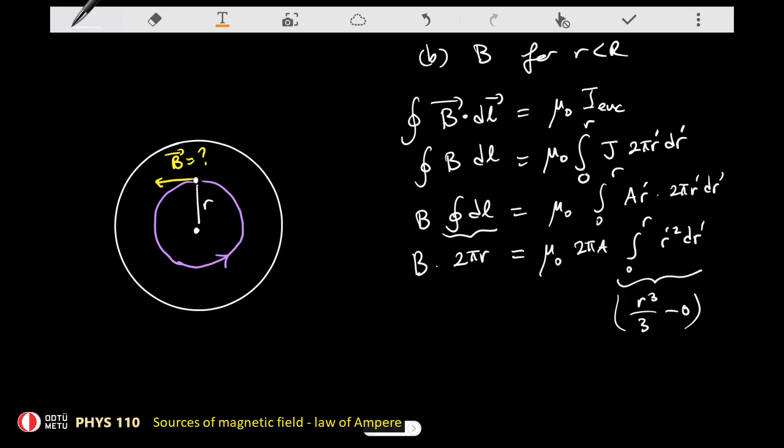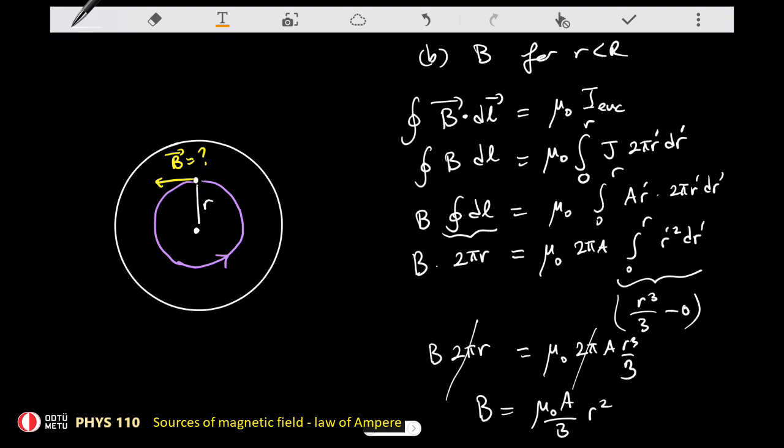Let's just formally write it as minus 0 as well. So as a result, on the right-hand side, I have mu 0 times 2 pi a r cubed divided by 3. And on the left-hand side, I have 2 pi r times b. So the 2 pi's cancel, and as a result, I can express the magnetic field as mu 0 times a divided by 3 times r squared.